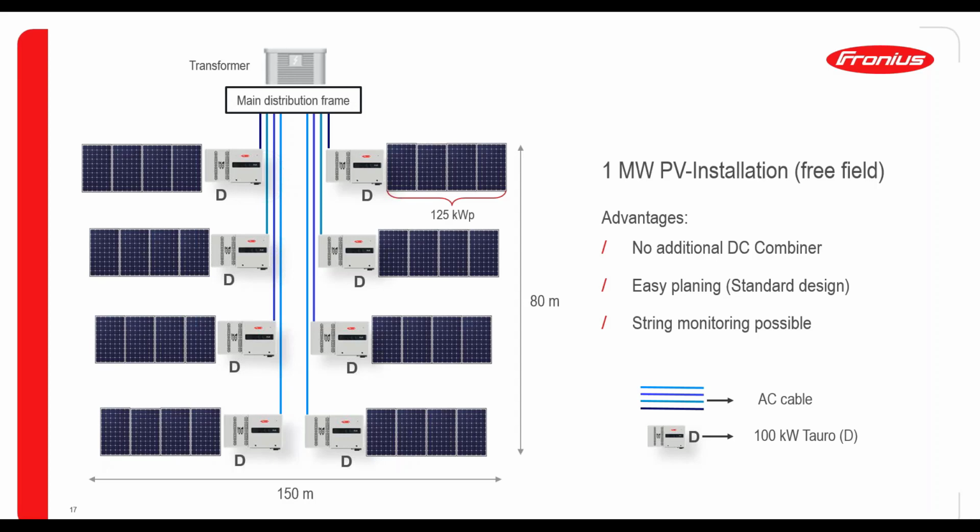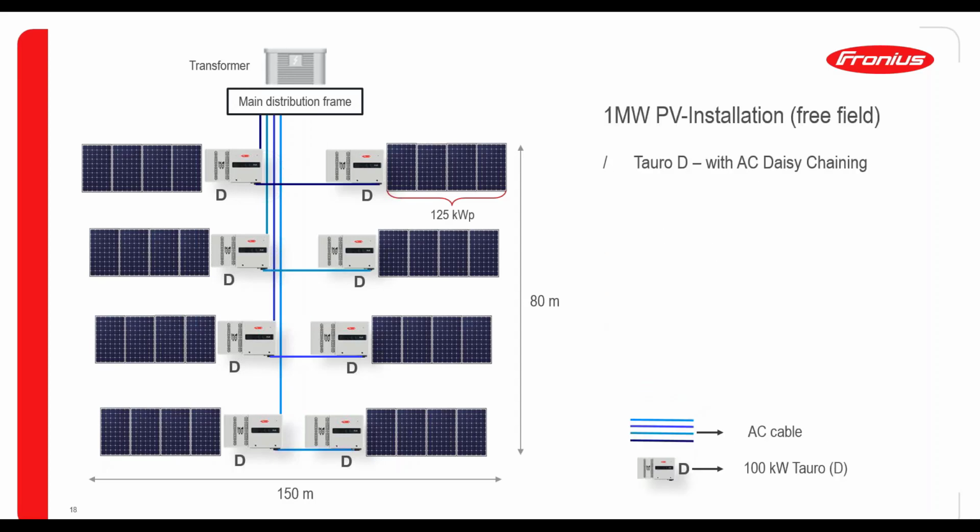So what can we do in advance now? Let's go one slide ahead. Of course, it would be possible to AC daisy chain those Tauros. As we can see here, 200 kV daisy chained, and then with a single AC cable connected to the main distribution frame. What are the advantages now?